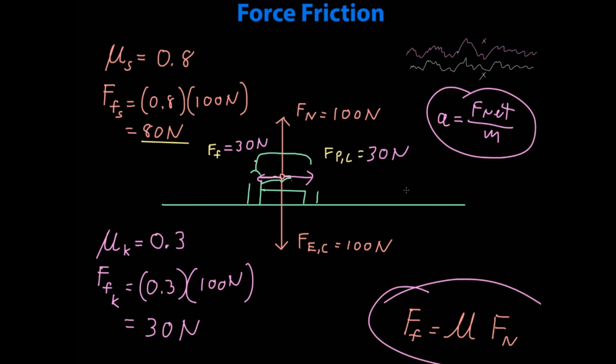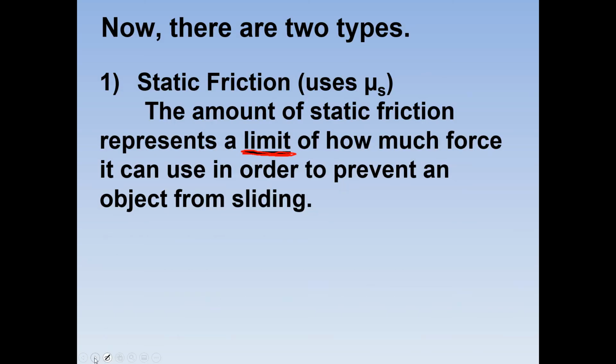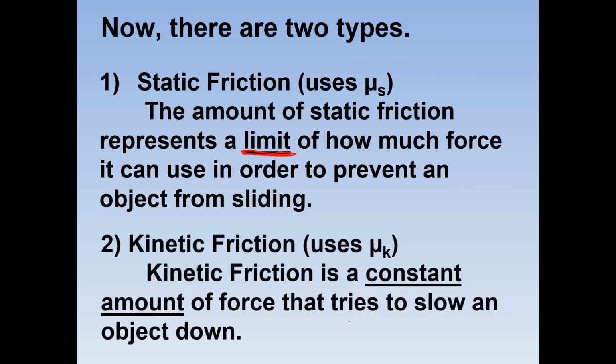So let's get some notes down on our second version of friction. The second type of friction is kinetic friction. Uses mu kinetic. Kinetic friction is a constant amount of force that tries to slow an object down. As long as the object is moving, force friction kinetic will not change. And I'll put one caveat on that. Force normal can't change either. Because as you saw with the equation, if force normal was to change for some reason, then force friction would change as well. But that's actually pretty rare in a problem.